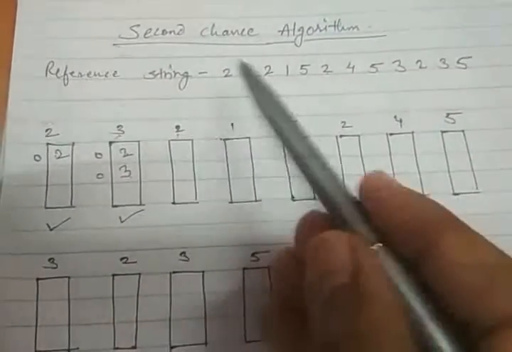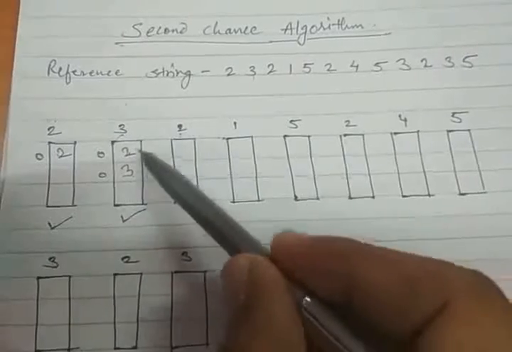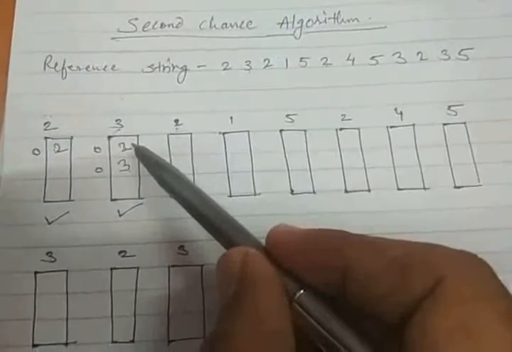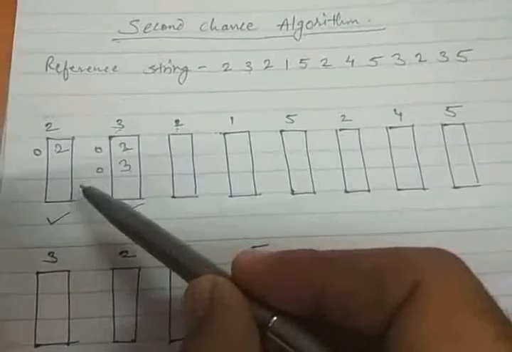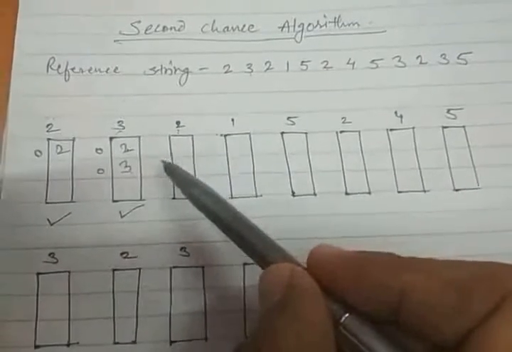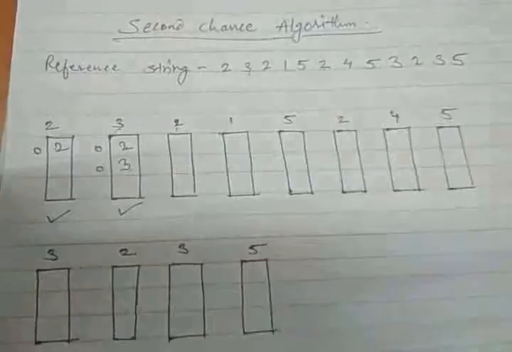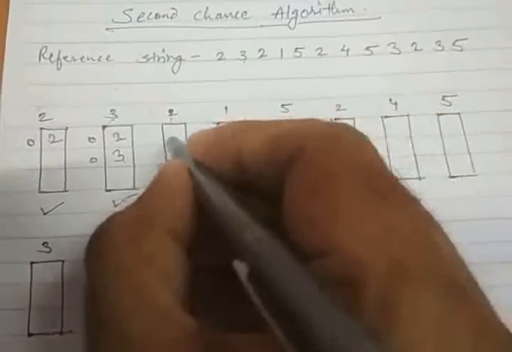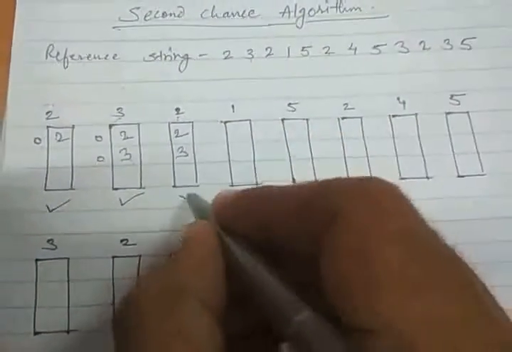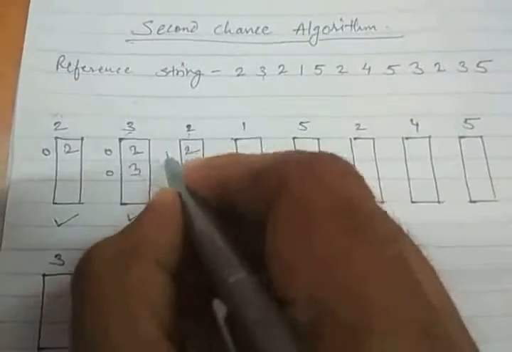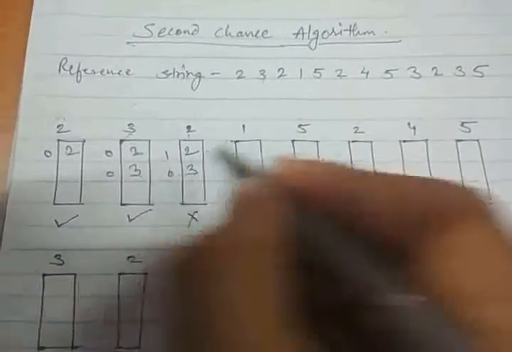After this, we want to insert the value 2. 2 is already present in the memory, so there will be no page fault. Your CPU refers to this 2 and continues its process. That's why 2 stays as it is over here, and 3 stays as it is. There is no page fault, and the reference bit value becomes 1 for 2, and here it is 0.